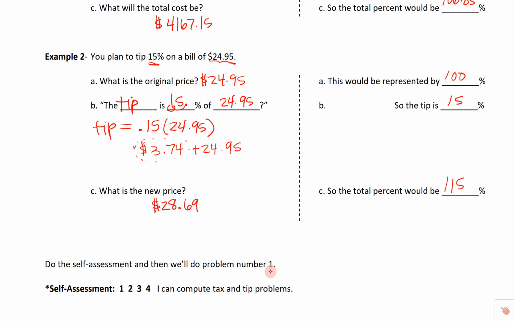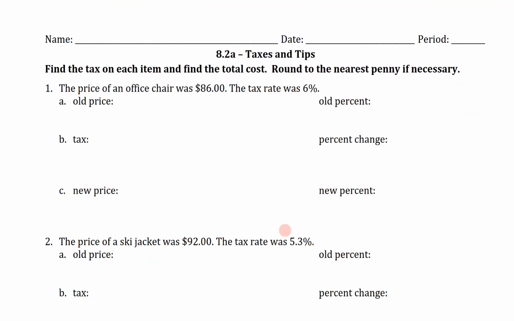All right, so it says we'll do the self-assessment and then we'll do problem 1. So go ahead and do the self-assessment. Self-assess how you feel on, you can compute tax and tip. Tax and tips are very similar. We just take the original price, find the percentage, and then we add that, whatever that percentage total is, to the original price to get our new price. All right, let's look at number 1 here on your worksheet. So let's read the instructions first. It says find the tax on each item and find the total cost. So we're going to find the tax first, and then we're going to find the total cost. And then it tells us to round to the nearest penny if necessary.